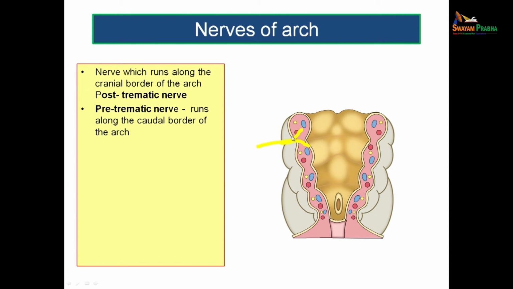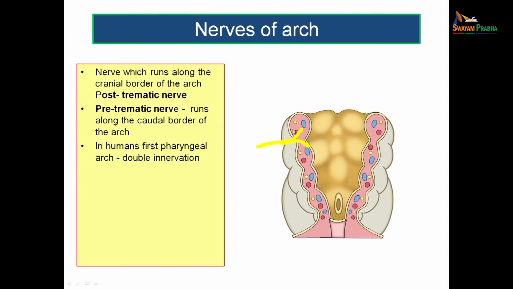So if you take the first arch, this is the caudal border. The nerve which runs along the caudal border of the arch is known as the pre-trematic nerve. So why is it named as pre and post-trematic nerve? This ectodermal cleft region is actually known as trema. So this cleft region, as the nerve enters, this is the region which is lying before this trema. That is why the nerve which goes above it, you call it pre-trematic, and the region which lies below this trema, you call the nerve going to that region as post-trematic.